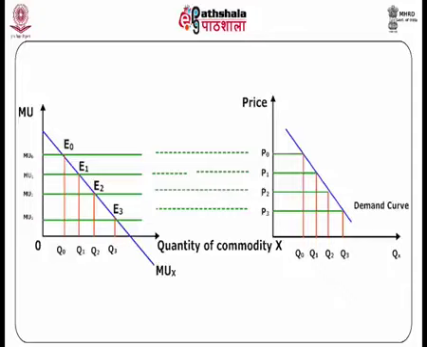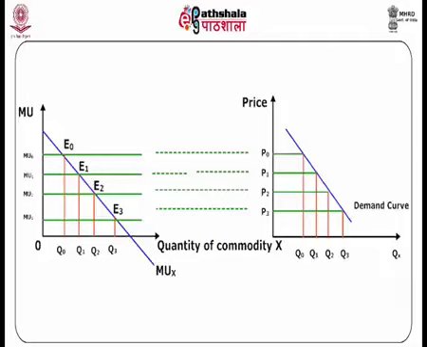Now, if the price of the commodity falls to P1, then the equilibrium condition will be disturbed, making MUX greater than P1. Since MUM is constant, the only way to attain the equilibrium again is to reduce MUX. This can be done only by buying more of commodity X. Thus, by consuming Q0Q1 additional units of X, he reduces his MUX to E1Q1 and thereby he restores the equilibrium condition, that is MUX is equal to P1.